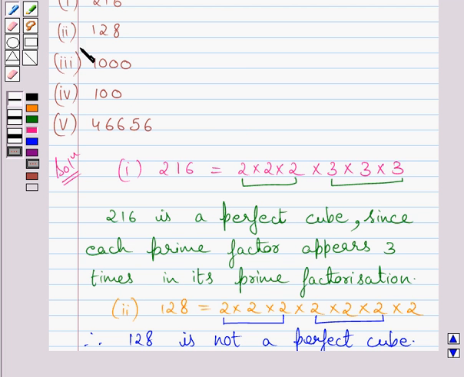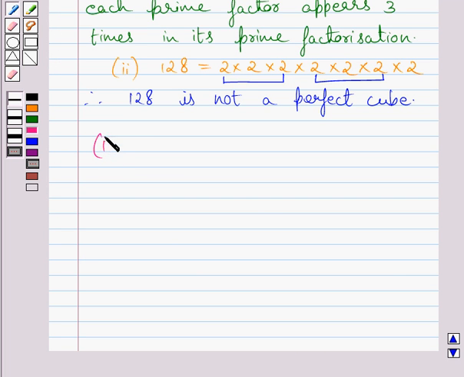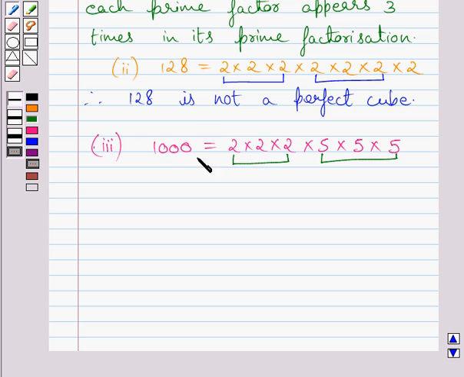Now consider third part of the given question. Now given number is 1000. Prime factorization of 1000 is 2 multiplied by 2 multiplied by 2 multiplied by 5 multiplied by 5 multiplied by 5. Clearly you can see each prime factor, that is prime factor 2 and prime factor 5, appears 3 times in the prime factorization of 1000. So using key idea we get 1000 is a perfect cube.